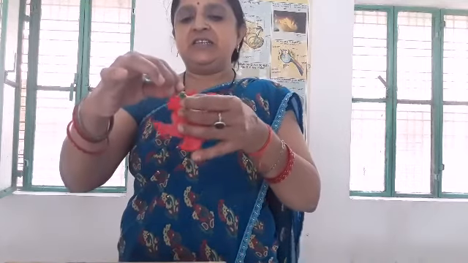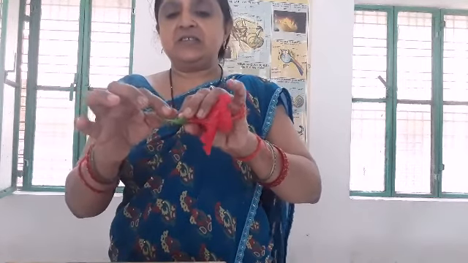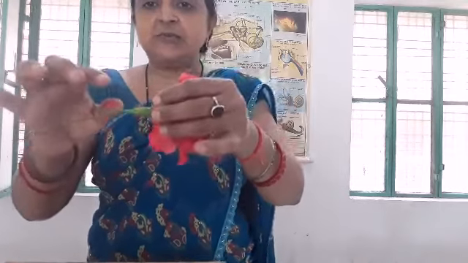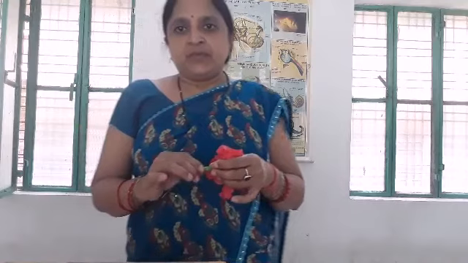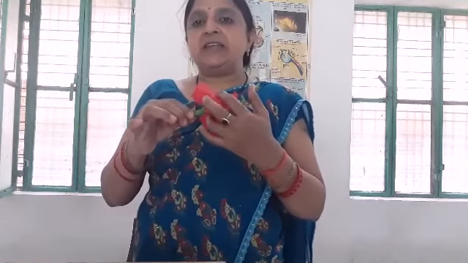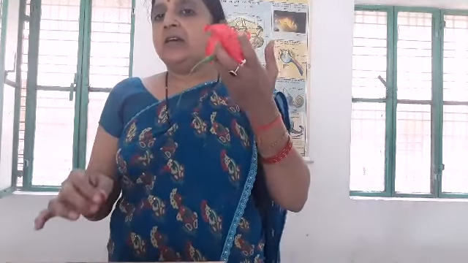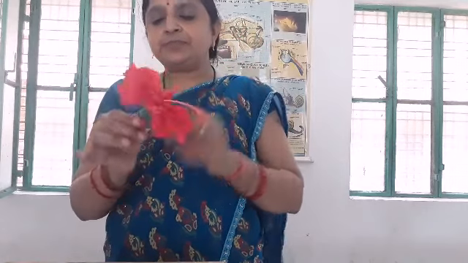Now after the pedicel, green leaves are seen here. These are the green leaves. These small green leaves are called the epicalyx. Six to eight epicalyx are present in the hibiscus flower.